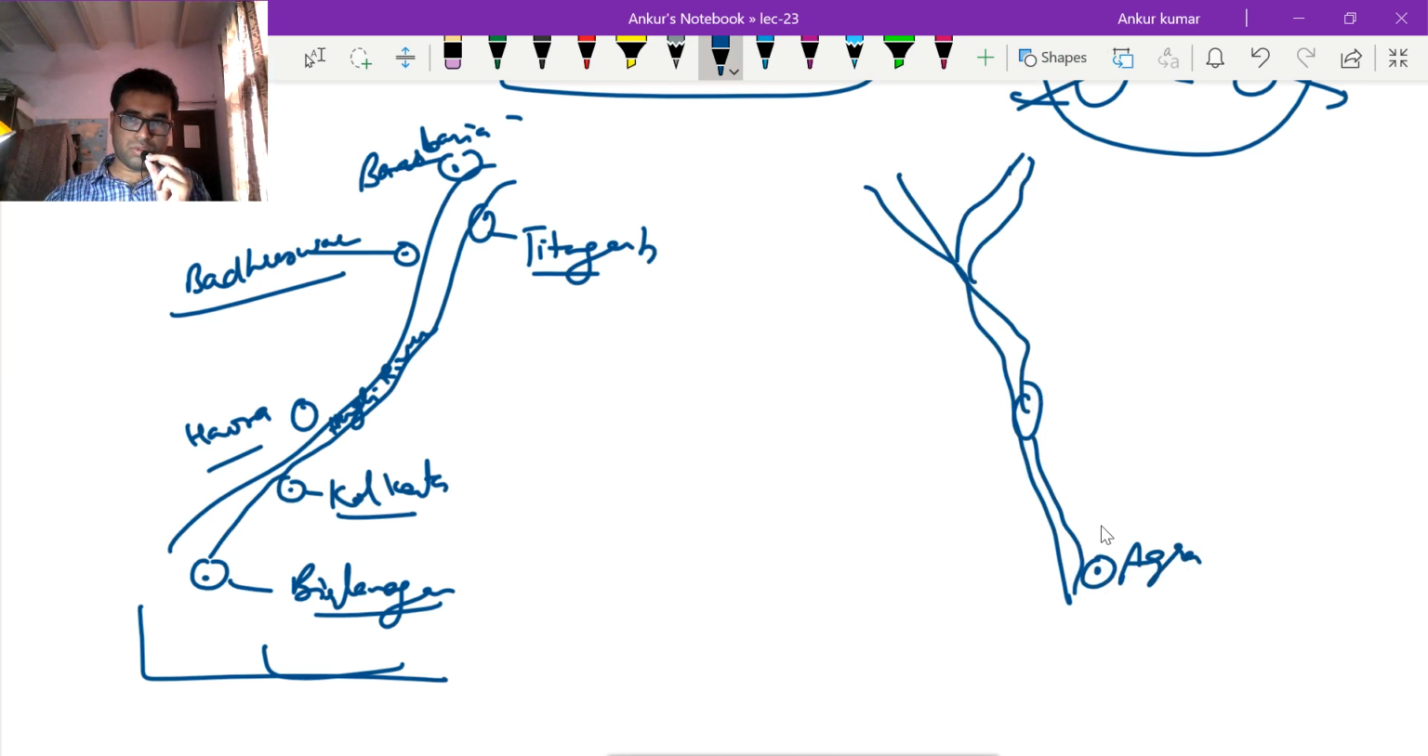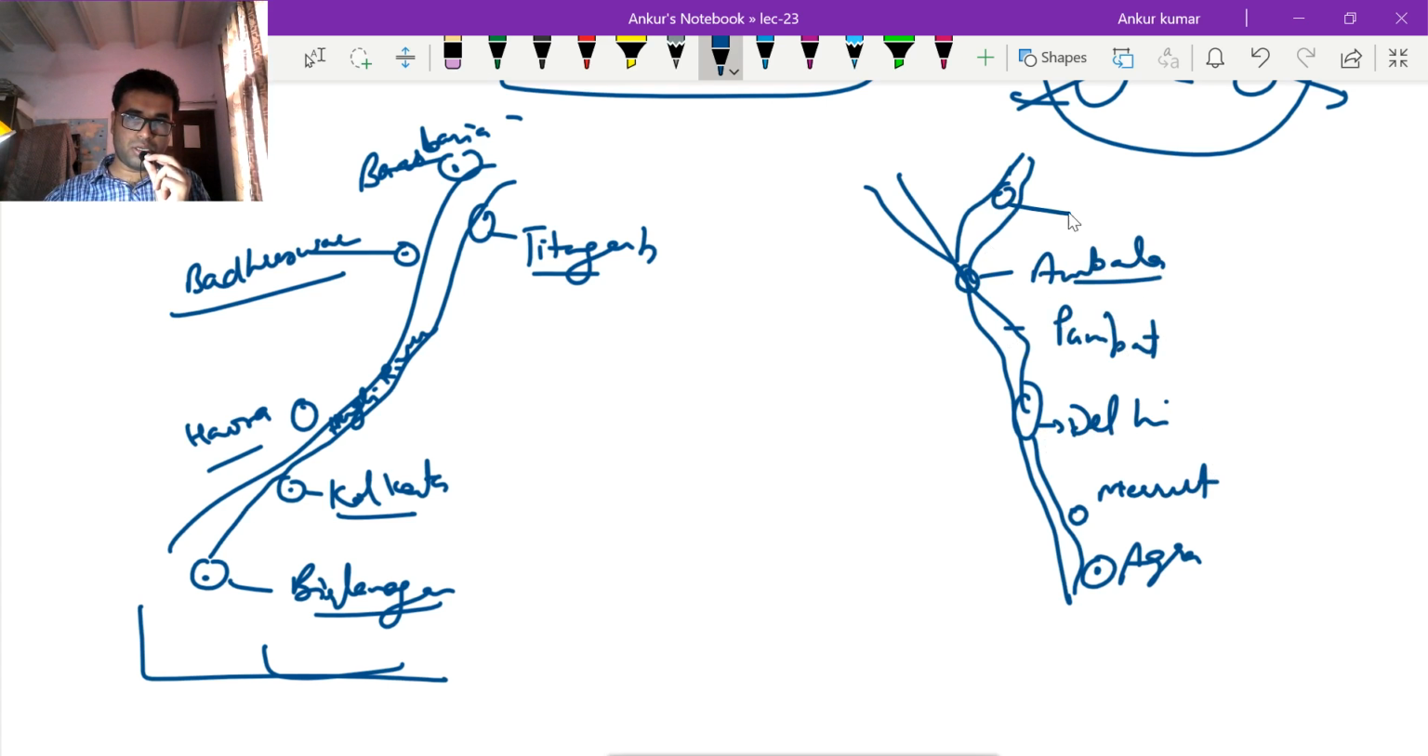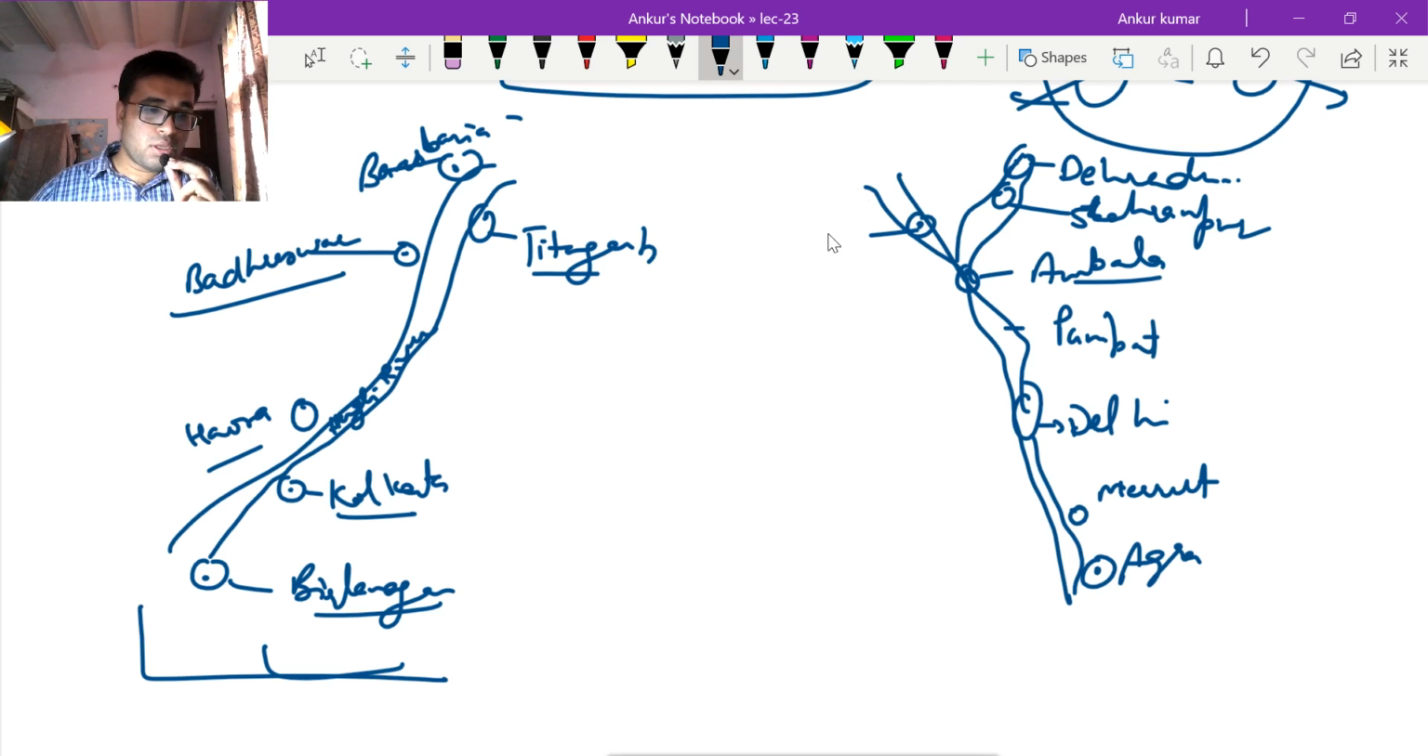This is Agra. This is Meerut. Here you have Delhi. Here you have Panipat. This is Ambala. Here you have Saharanpur. And here you have Dehradun. This is Jalandhar. And this is Amritsar.